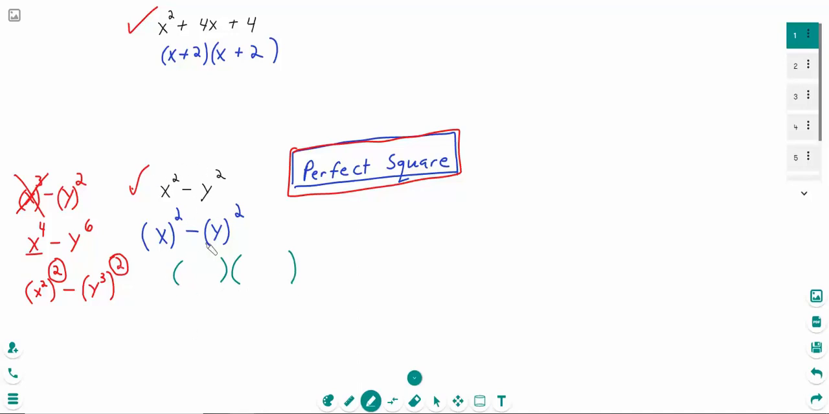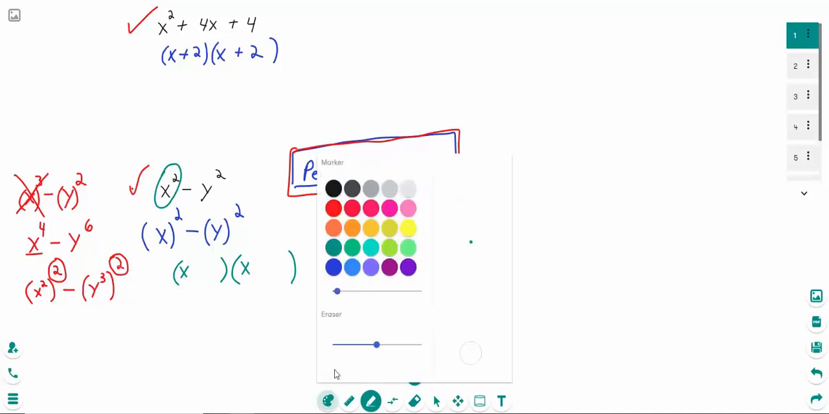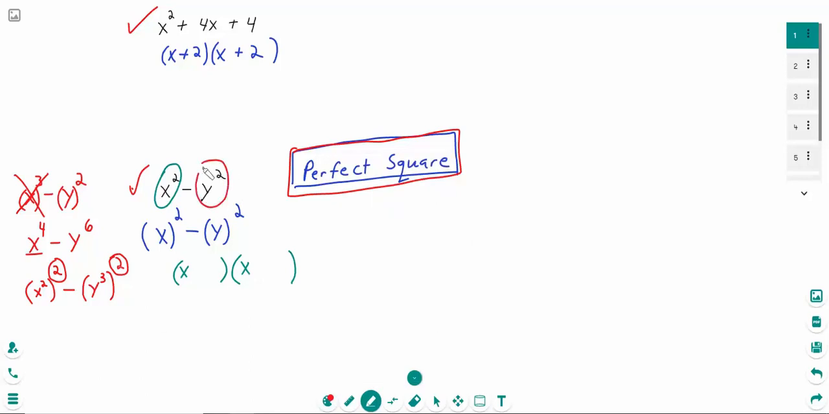The question is just how do we do it? And it's actually really simple. The answer is we take this first term, similar to the trinomial, and we split it up. We take its square root, I should say. We take the square root of this term, and we place that in the beginning of our two parentheses. So we have an x in the first and an x in the second. Then we go to our second term here, which in this case is y squared, and we do the same thing. We take the square root of that, and we put 1y here and 1y here.